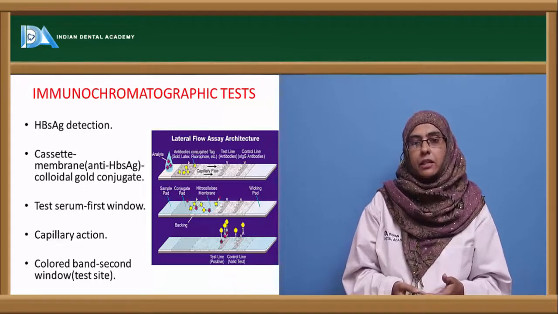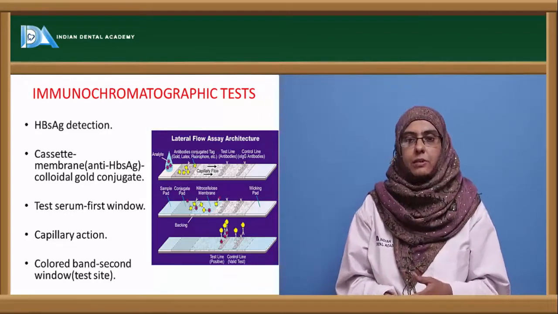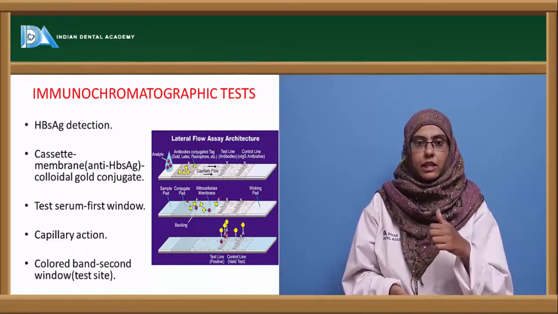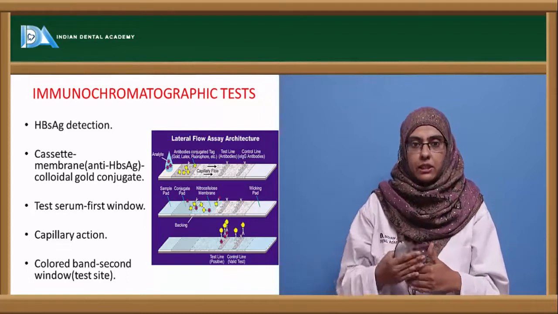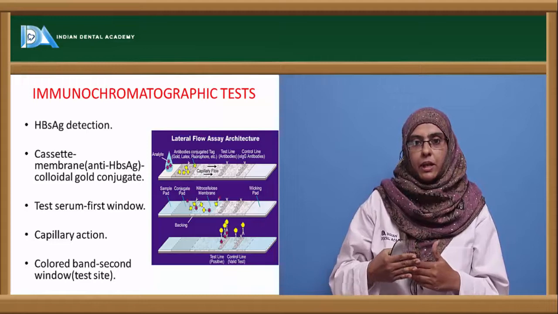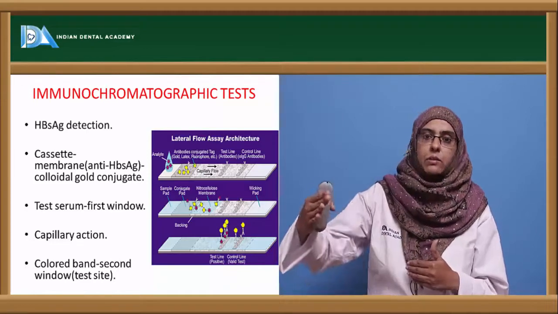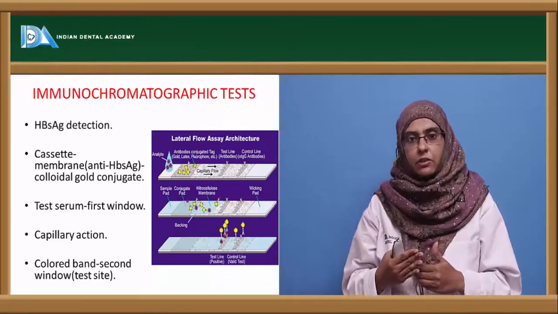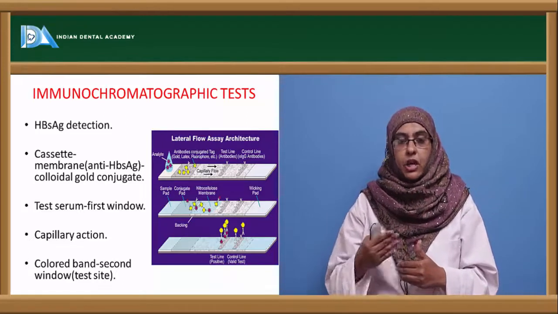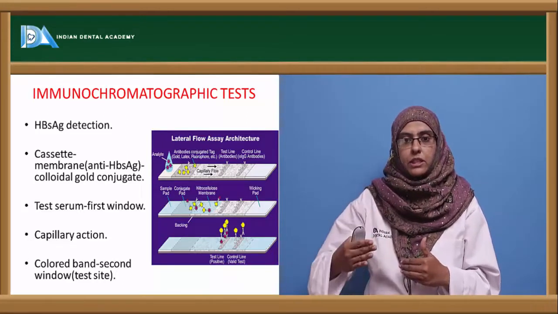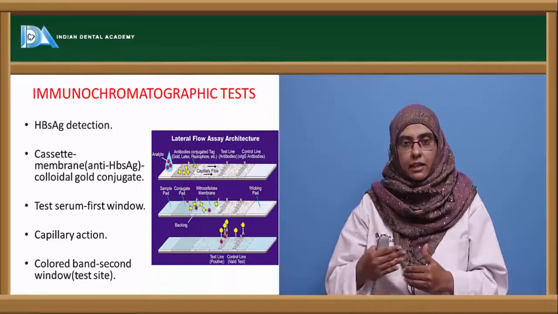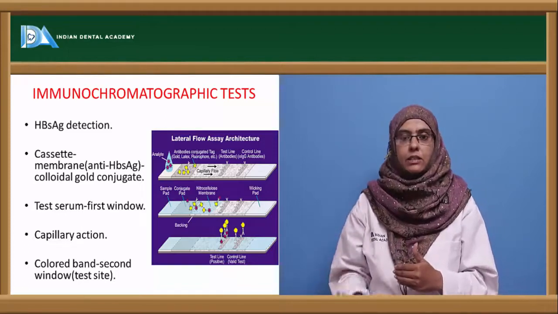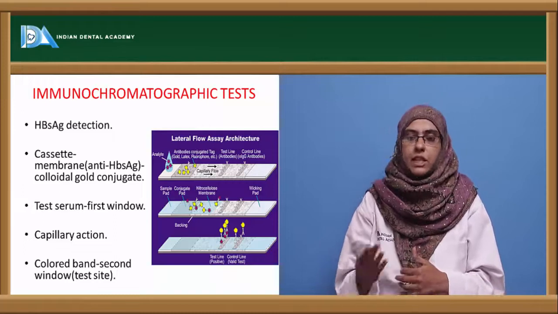So here the membrane has an antibody, that is anti-HB antigen colloidal gold conjugate, and the test serum is usually added to the first window. So the components usually get separated into three windows, and it moves till it reaches the third window. In the first window we add the test serum and it is allowed to flow depending upon capillary action. When they move, they usually form a colored band, which moves on till it reaches the second window. The band that is seen in the second window is taken as a positive reaction, and when there is no band formed, it is taken as a negative reaction.